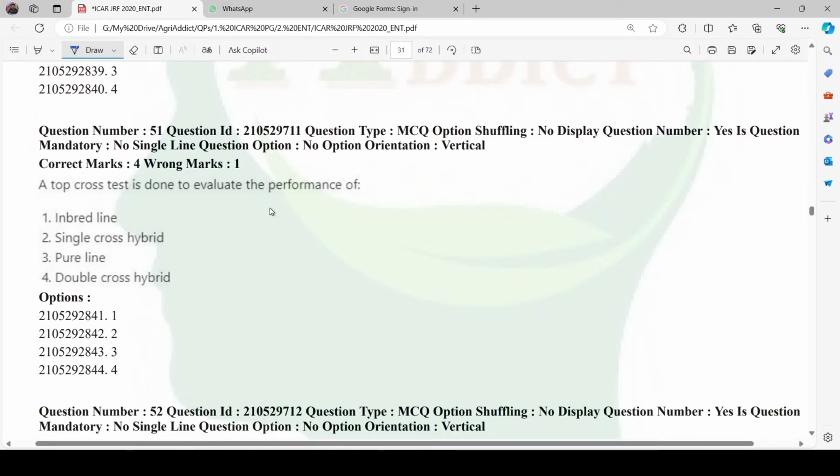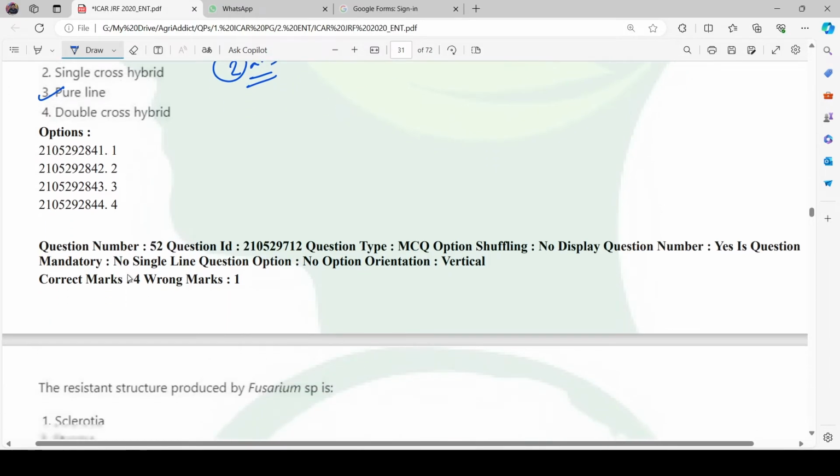A top cross test is done to evaluate the performance of. Actually, here two answers are given by the agency that conducted this examination: inbred line and pure line. And yes, top cross is correct for both of these. In the answer key, it is given.